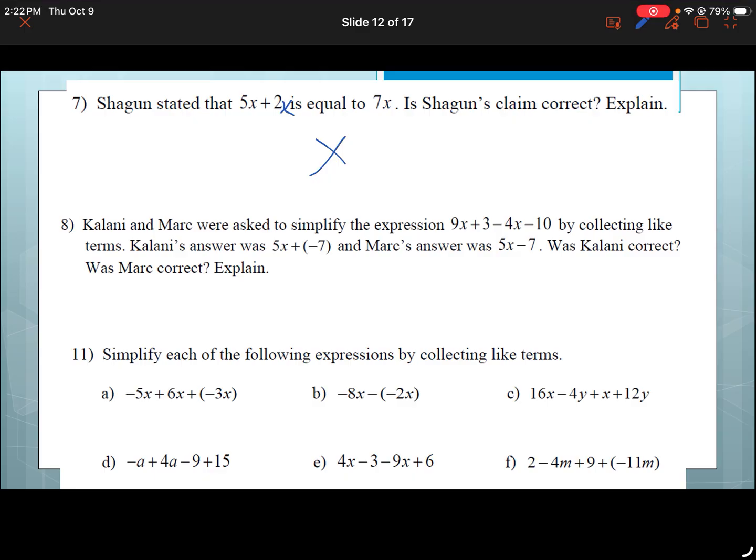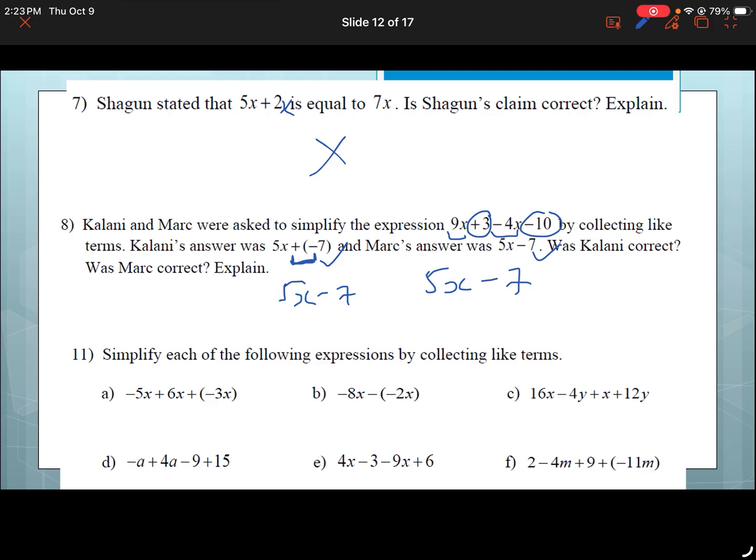So if we're going to add this, 9x take away 4x is 5x. Positive 3 take away 10 is negative 7. So there's nothing wrong with 5x minus 7, that's right. And there's technically nothing wrong with 5x plus minus 7, but as we talked about before, plus minus means minus. So it's just 5x minus 7. You would still get marks for this, but it just doesn't look as pretty.